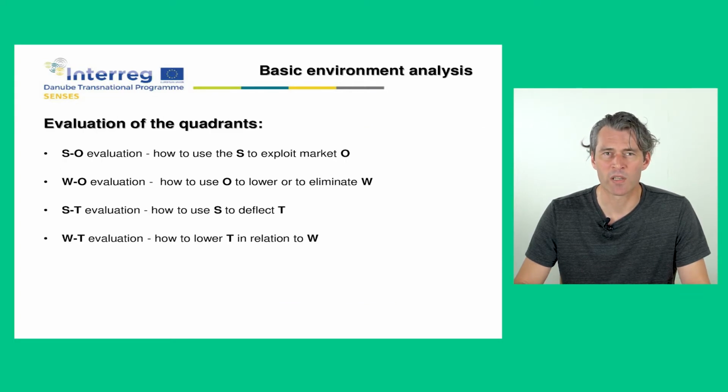So how do you evaluate the quadrants? The SO evaluation is how to use the strengths to exploit the market. The WO evaluation is how we use opportunities to lower or to eliminate weaknesses. The ST evaluation is how we use our strengths to deflect threats. And the WT evaluation is how to lower threats in relation to weaknesses.